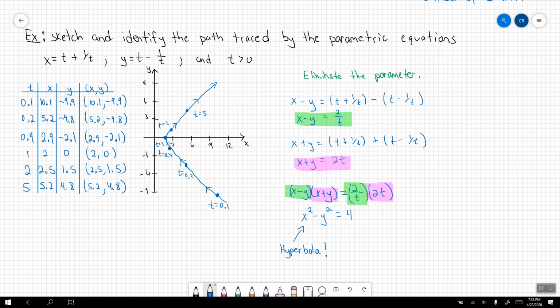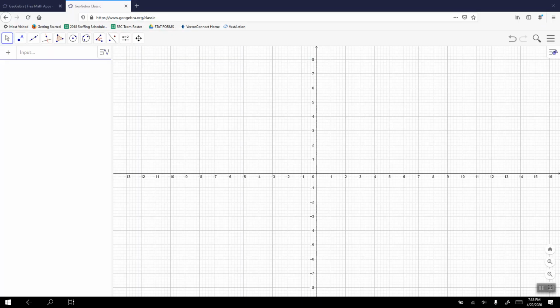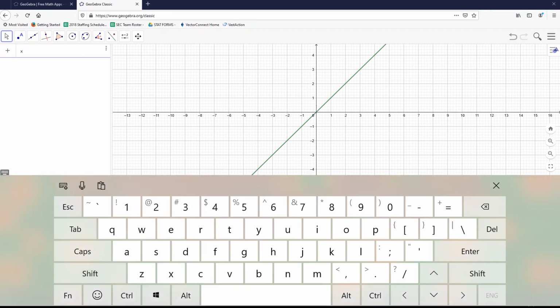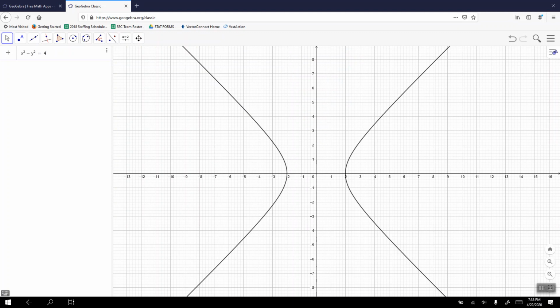All right. So follow me along. I'm here with my friend Geogebra, and I'm going to go ahead on the input bar here. So I'm just going to have x squared, then a minus, my apologies. Okay, pause. There we go. So it's going to be minus y squared, and that's going to be equal to 4. So again, we naturally get this hyperbola to occur.